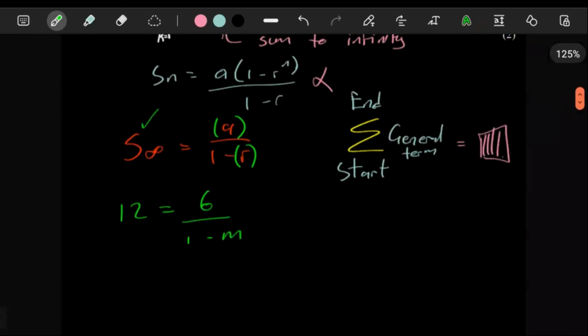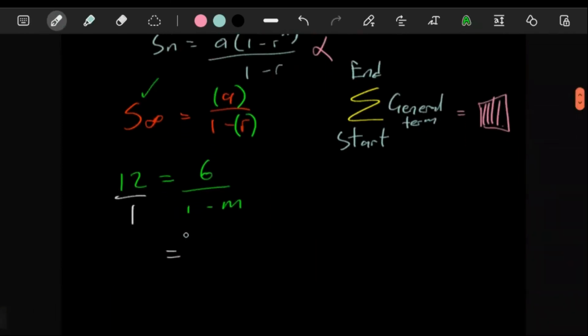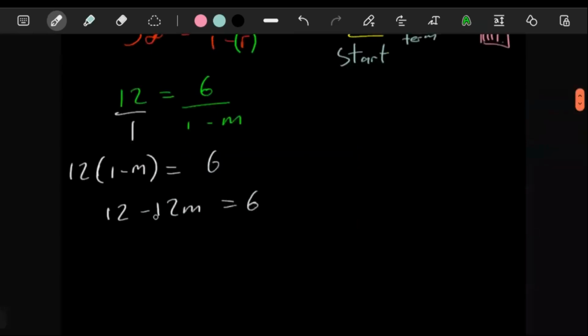Solving for m here, we know that it's just a fraction on the right. So we can make this a fraction as well on the left, and then we can cross multiply. 1 times the 6 gives us a 6. 12 times this, we can just be careful and make sure we put that in brackets. And then we can multiply inside the brackets, like 12 times 1 is a 12. 12 times negative m is negative 12m. And then here we need to solve for m, right? So we can take the 12 to the other side so that it's a positive. And then here 12 minus 6 is a 6. 6 equals 12m like that. Divide both sides by 12.